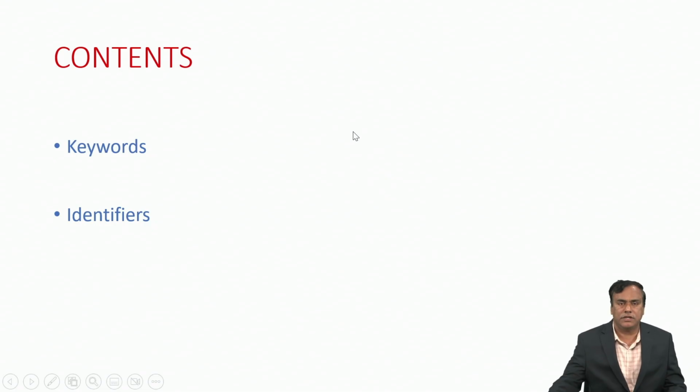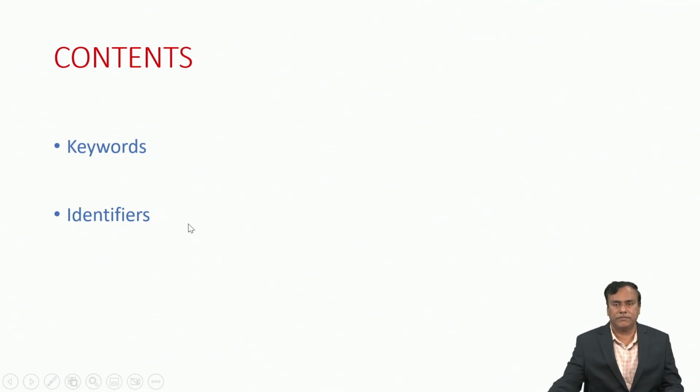These are the contents that we are going to cover in this video. They are keywords and identifiers. First, we look at what these keywords and identifiers are, and what is the major difference between them. Keywords are reserved words. They have a fixed meaning. User-defined identifiers cannot be used as keywords.